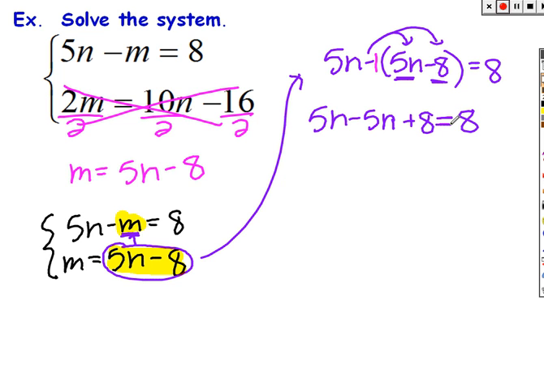So if I go through and solve, let's see, 5n minus 5n, those will just cancel. And I'd be left with 8 equals 8. Okay, well, what does this mean? My variable's actually gone. The n has disappeared, and I have 8 equals 8. Does 8 equal 8? Yes, it does. And actually, anything I plug in for n here, those values would cancel out, and I'd still have a true equation. So this means this is a case where there's actually an infinite number of solutions.